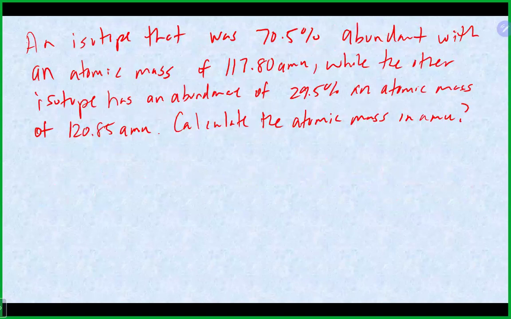All right, why don't you give this one a try? An isotope that is 70.5% abundant has an atomic mass of 117.8 AMU, while the other isotope has an abundance of 29.5% and an atomic mass of 120.85. Calculate the atomic mass here and see what you come up with.